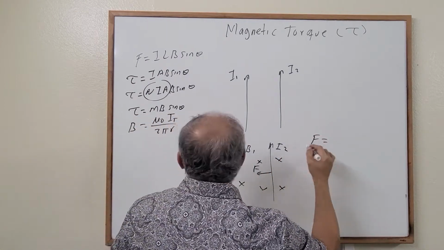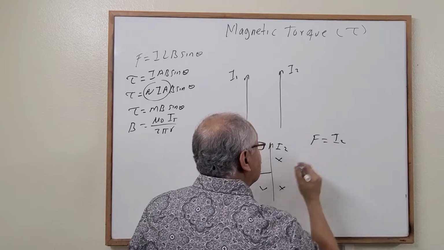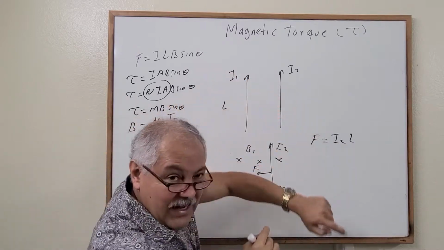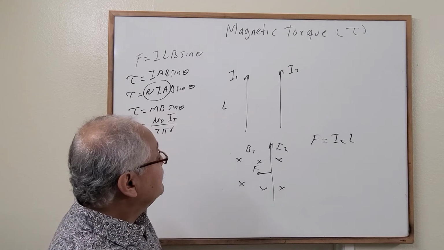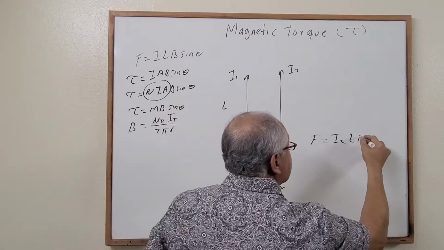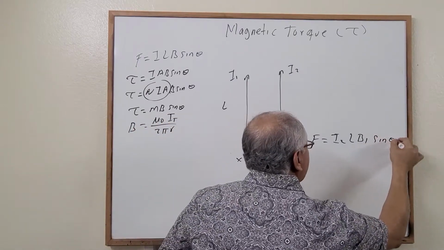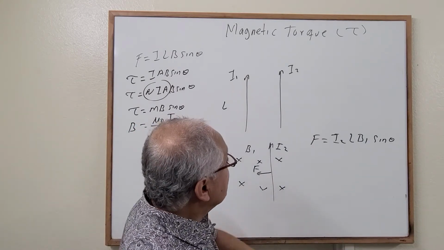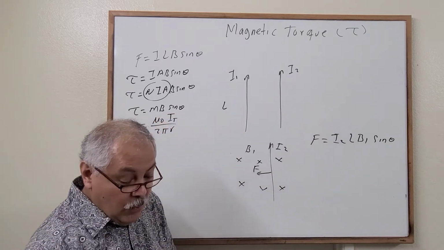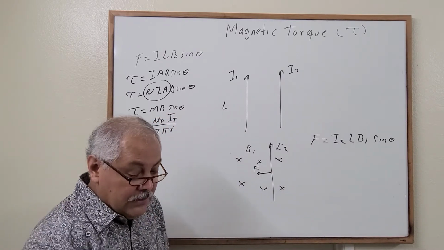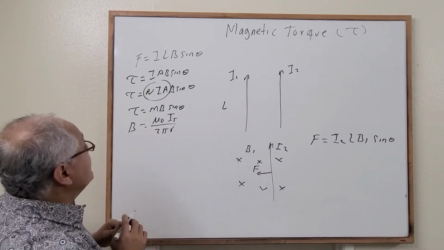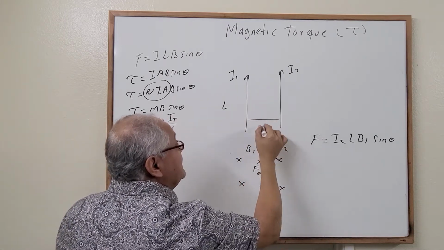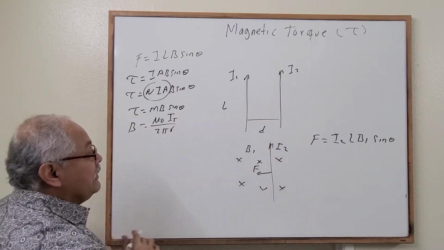So the magnetic force is equal to current 2 times L. They have the same length, for simplicity, L. Times B, which is the field of the other one, B1, times sine theta. Perfect. But what should be B1 in this case? B1 we found from here. This is B when we have a distance. Let's say the distance is D, correct? Perfect. Now let's connect the other one right here.